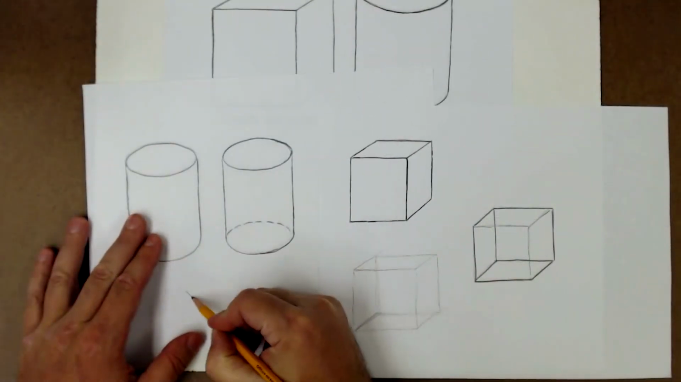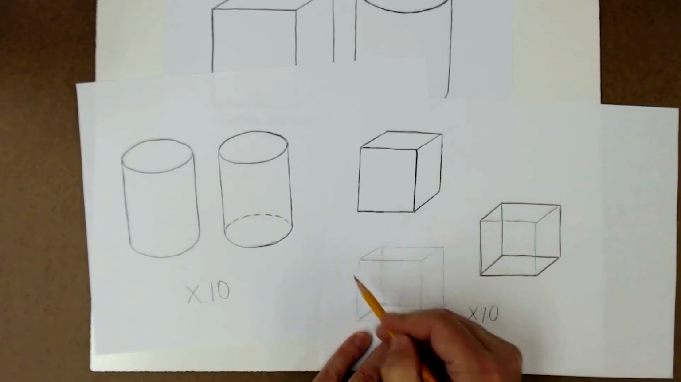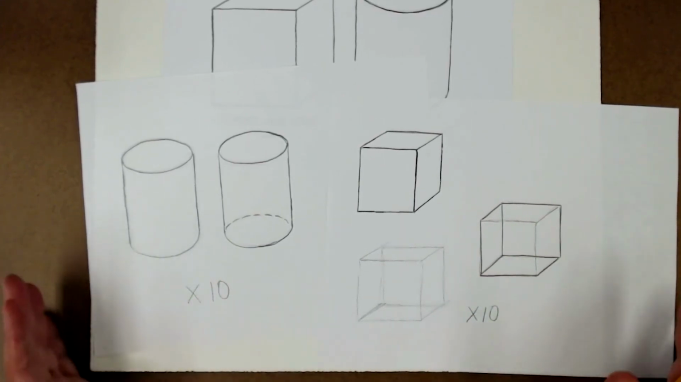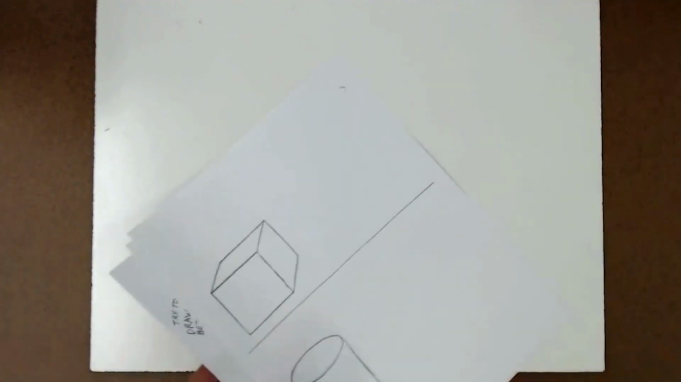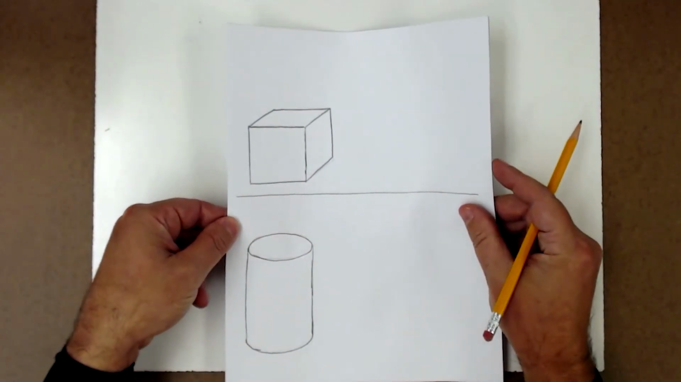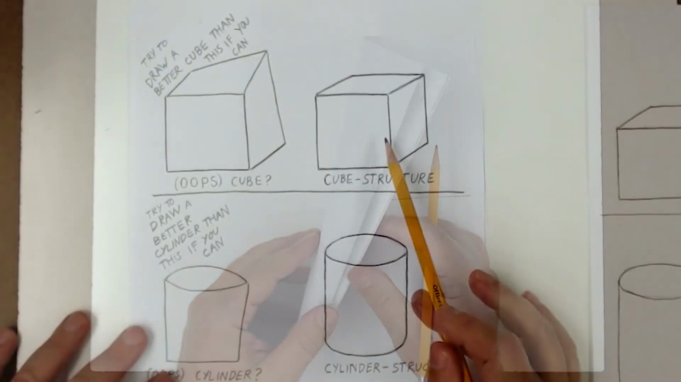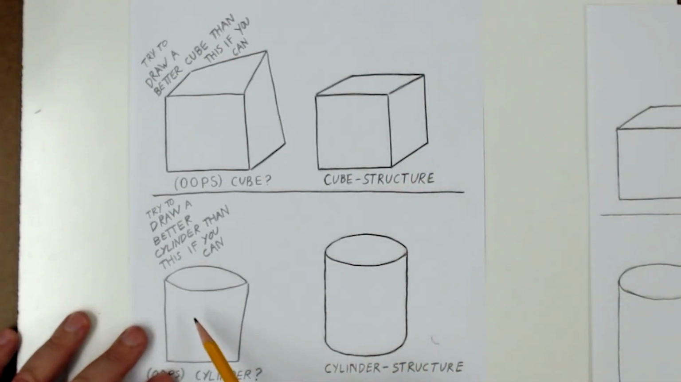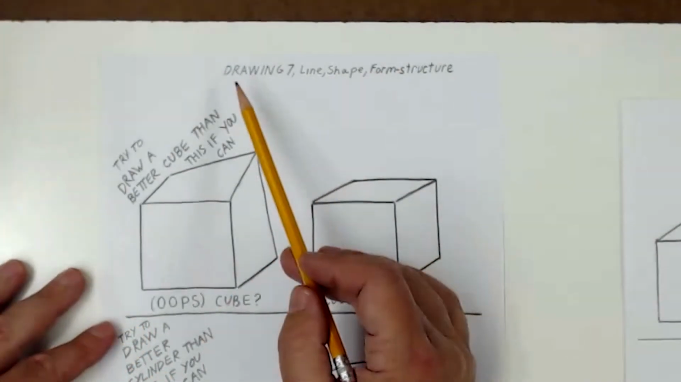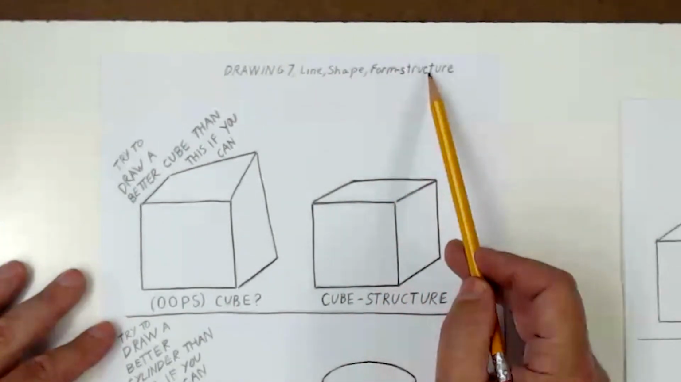All right, times 10. Okay, times 10. And do them the right way as best as you can. Okay, cool. Practice and understanding. And then I want you to come back and I want you to try and draw again. So maybe those will work out much better. Then your second one should be much better than your first. So this is drawing 7, line, shape, and form structure.